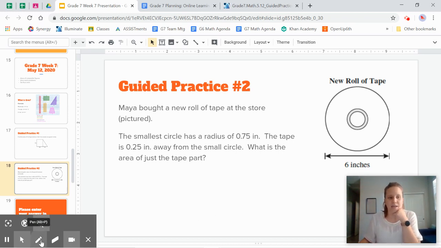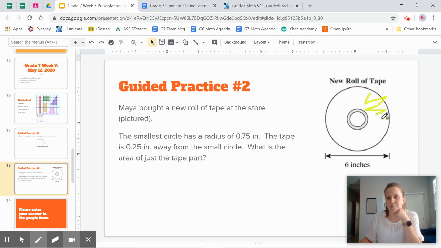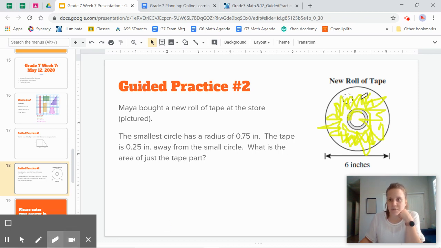Okay, so let me just unpack what this question is asking. So here's where the tape is. It's asking what's the area of all of this space, right? My marker got a little messy there, but all of this space inside, that's what I want to find the area of. Do I want to find the area of this part? No, I don't. I'm going to go ahead and erase that part. I don't want to find the area of the inside. So I want to find the area of a circle with this hole in it. That's what I'm trying to do, okay?